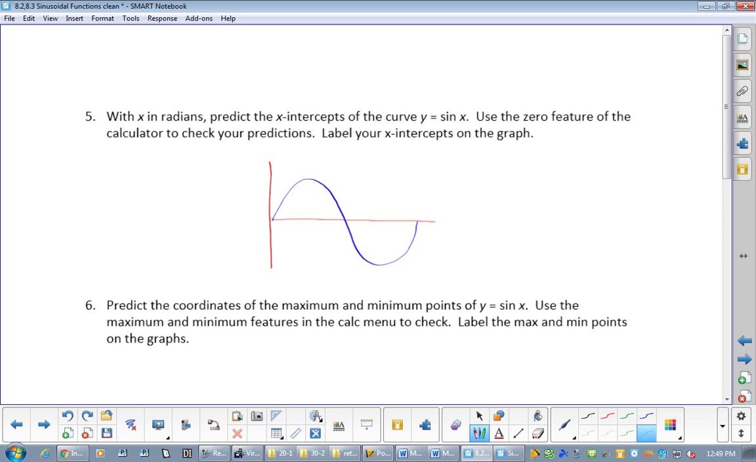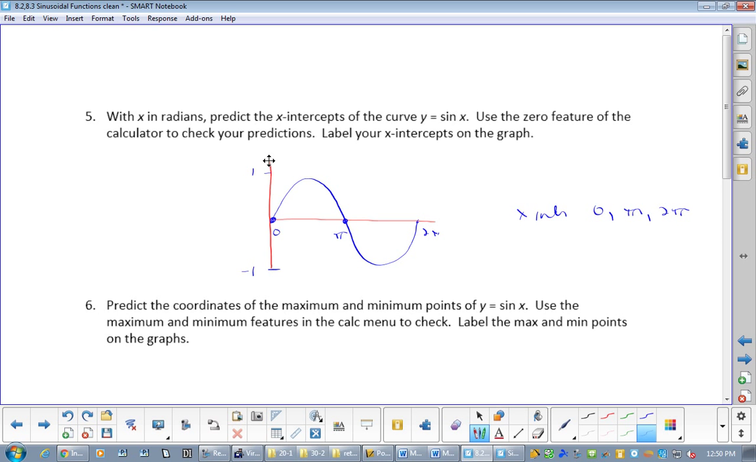Okay, what is this? 0, this, pi, and this, 2 pi. What is this? -1, and that's 1. So the x-intercepts are 0, pi, and 2 pi.